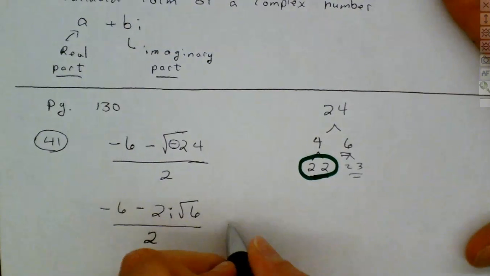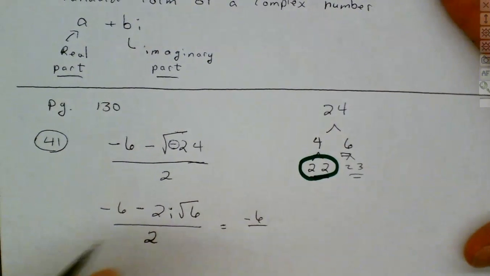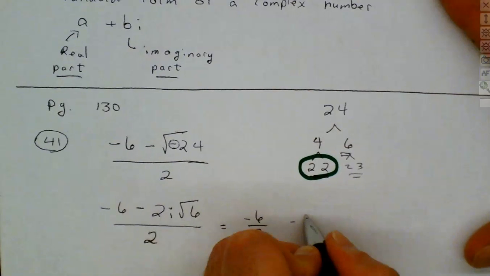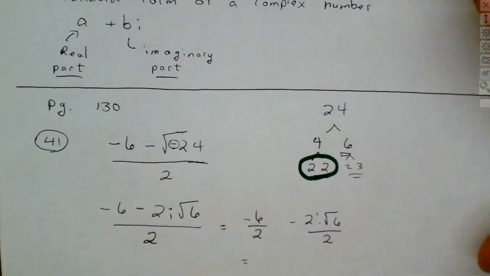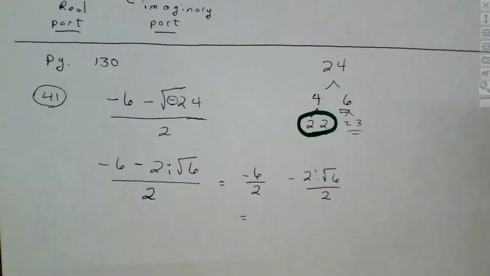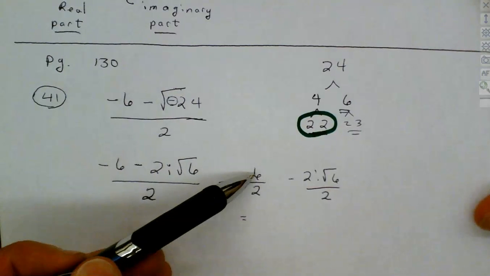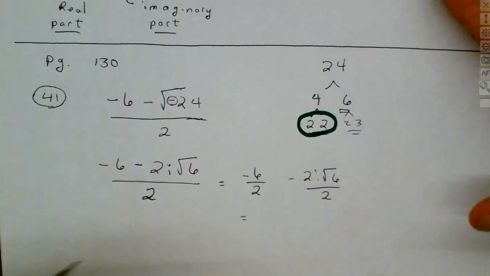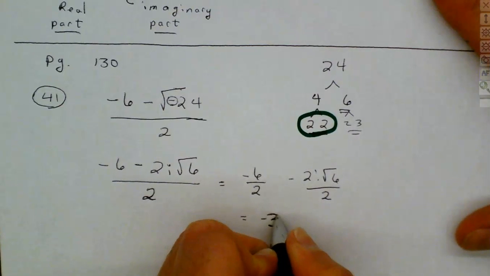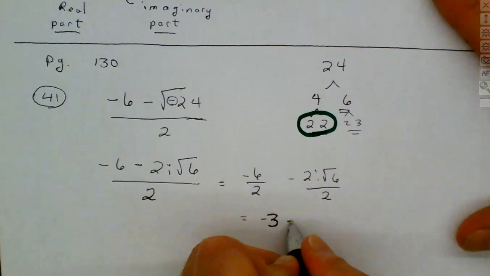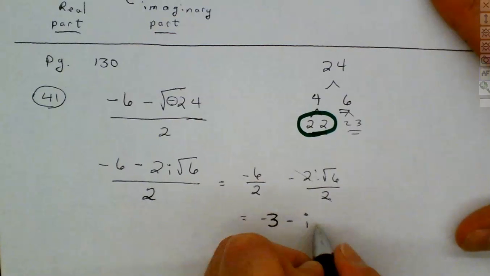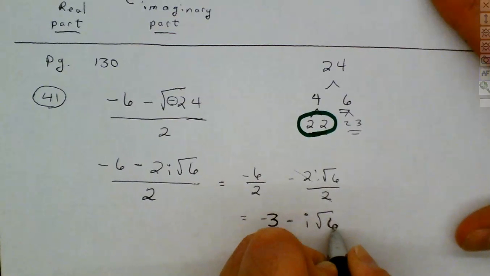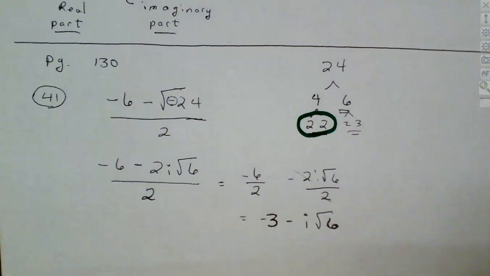Now we've got one more step. We break it up into individual fractions and we reduce. So we break it up into individual fractions and we split them up. -6/2. What does -6/2 break down into? -3. On the next one, the minus comes down. The 2's can cancel. So that leaves you then with i square root of 6. And there is your answer in standard form.